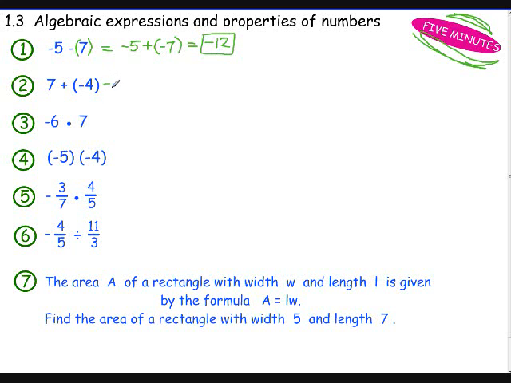This one is already in the form of adding the additive inverse. So I've got a +7 and I'm adding to that a -4. We find the difference between them and take the sign of the larger, which is positive. So I end up with a +3.